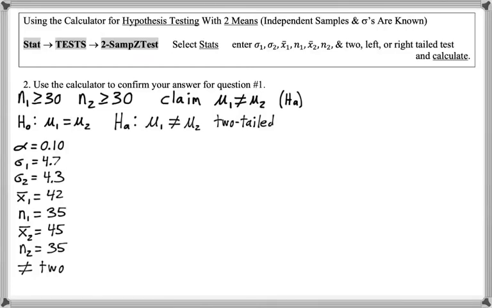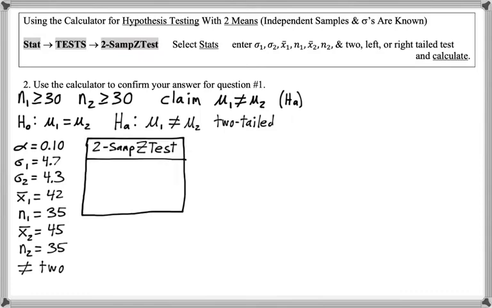Next, I want to show how we can use the calculator for this type of hypothesis test. So number 2 says, use the calculator to confirm your answer for question 1. And I've already copied down all of the information from question 1. So I want to go to the calculator and select 2 sample z-test.